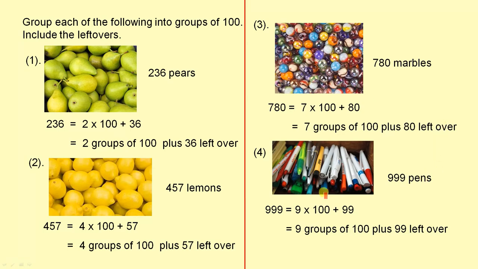999 pens. 999 is 9 times 100, that gives you your 900, and you've got 99 left over. So there's just not enough to make an extra group of 100. So you've got 9 groups of 100 plus 99 left over.